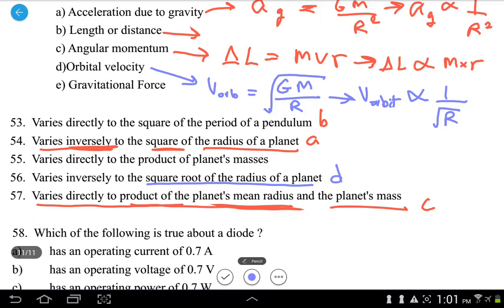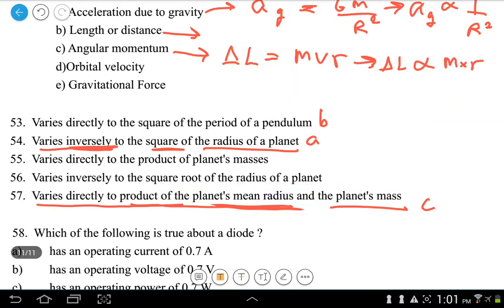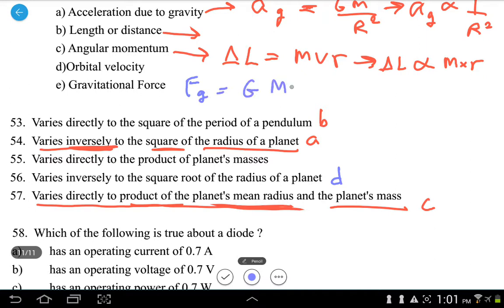All right, last one. Gravitational force. Let's see how I'm going to write out the gravitational force formula here. Fg equals G m1 m2 over R squared. So in this case, as you can see, gravitational force varies directly as the product of the two masses. So the answer for 55 is E.